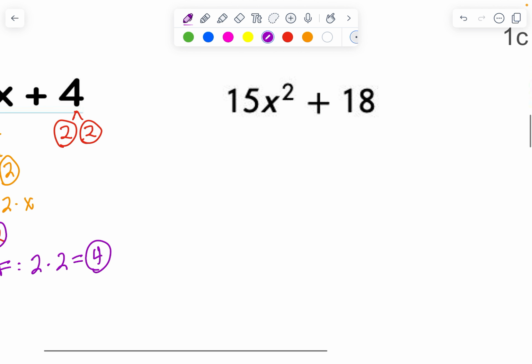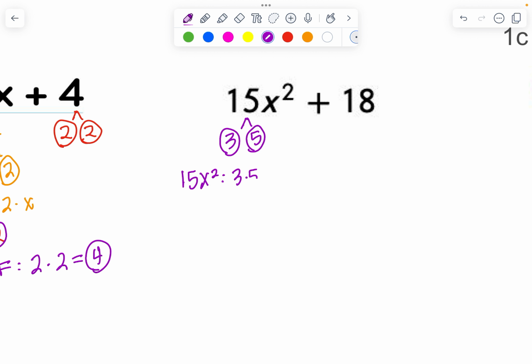Let's look at 15x squared and 18. 15, we've already said, is 3 times 5. There's nothing else we can do with that. We can't break those down any farther. So 15x squared is 3 times 5 times x times x.